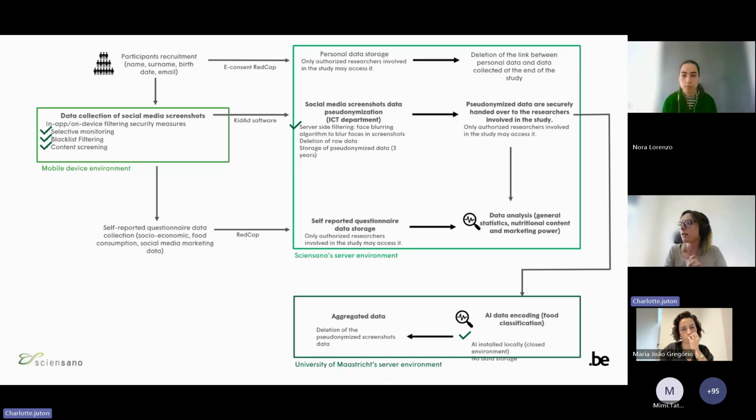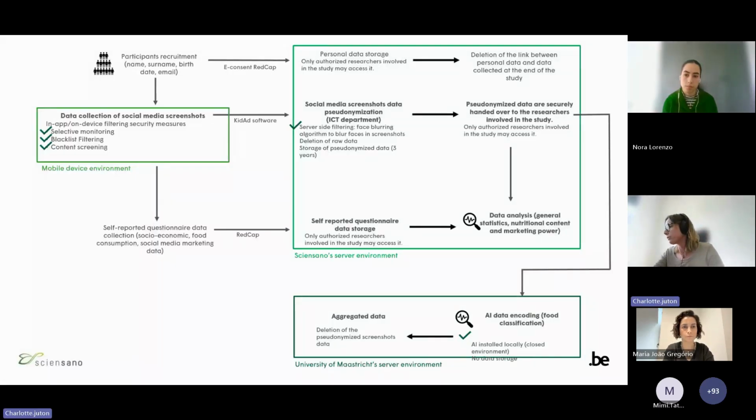In terms of data protection, the good part with the KidAd tool is that, what you can see here is the data processing workflow, where the data came from, how they were used, and what the measures were to protect the participant. The KidAd app has really good protection measures. Inside the application, there is selective monitoring: it will not take screenshots of applications that are not predefined. You can also decide to blacklist some parts of the images, so if you don't want to get some images, that is possible. There was also content screening for harmful images, for example, related to sex or suicide. At the level of the server design, the Sensano server also offered the possibility to blur the faces on the images, which was also a good protection measure.